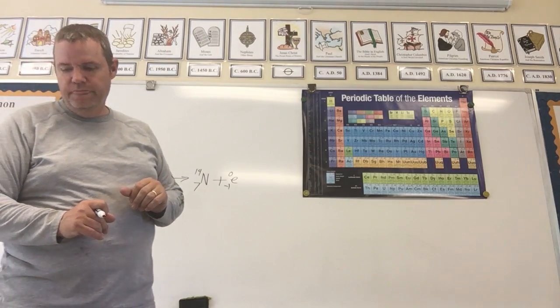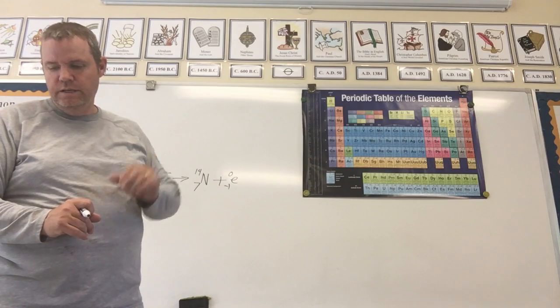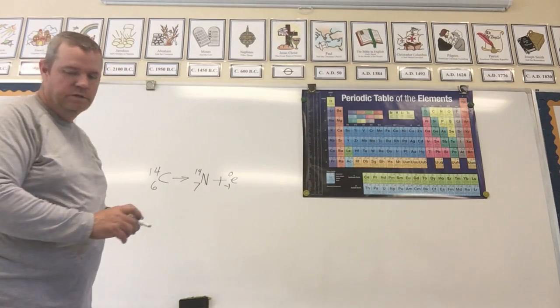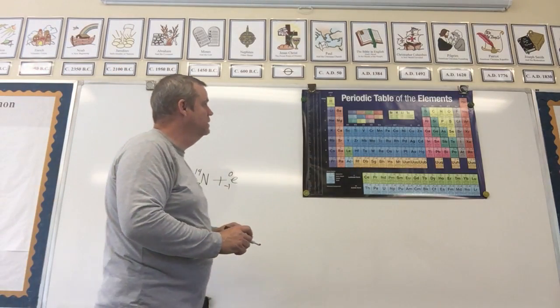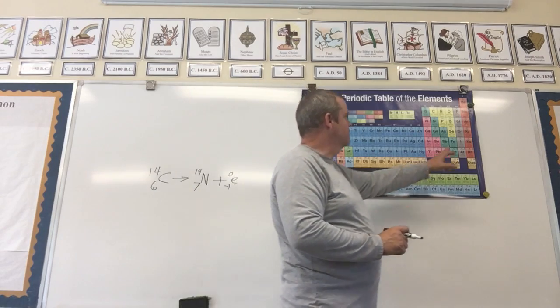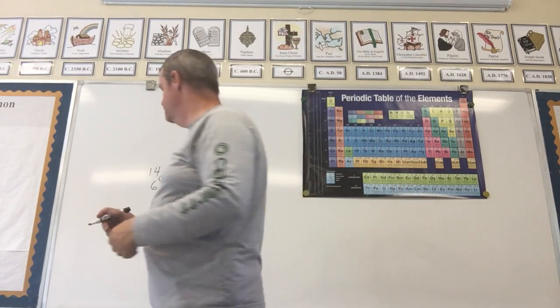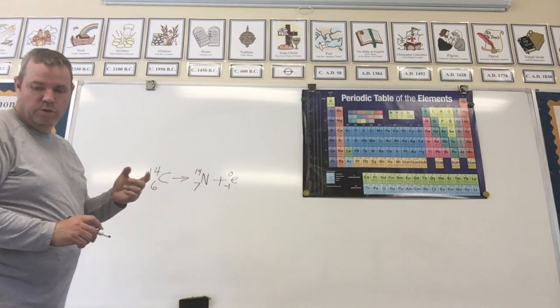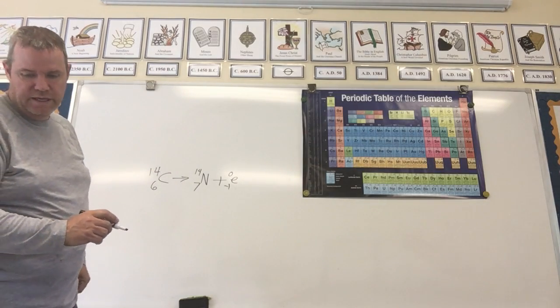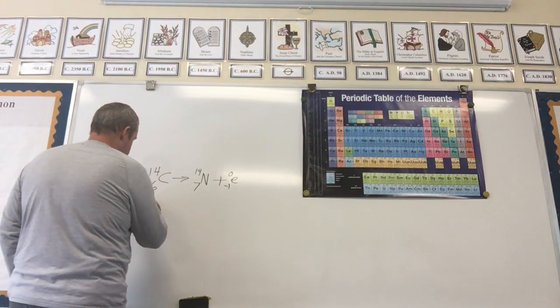So let's do a bromine one. We're going to have Br, which is right here, and we're going to have it decay, and it's going to do the same thing. So we're going to do a bromine decay, which would be 82/35.